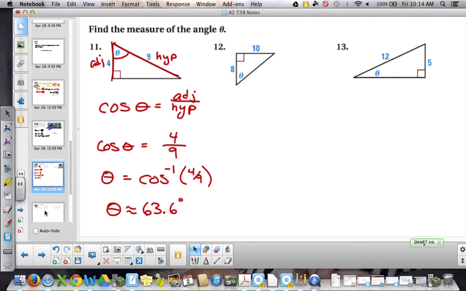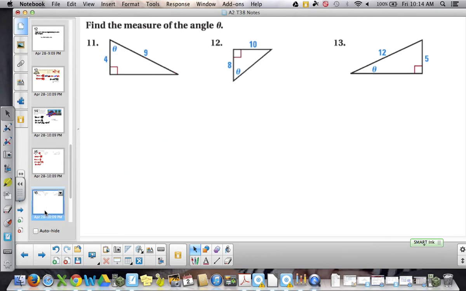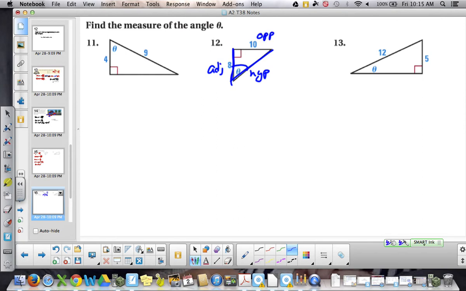Alright. Okay, why don't you try number 12 now? You can pause the video, give it a whirl. When you're ready, restart. Alright, so here's your angle that you're looking for. This is the hypotenuse. We don't know that. Okay, this other side that helps create the angle is the adjacent side, leaving this as the opposite side.